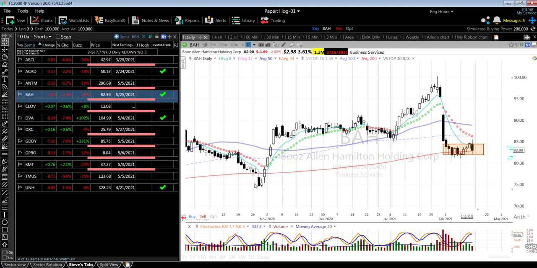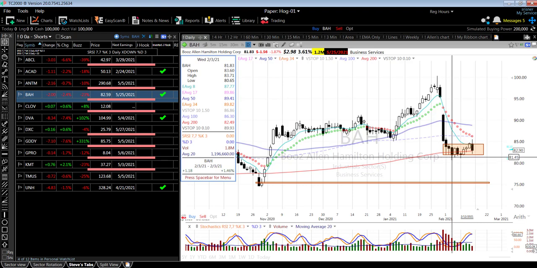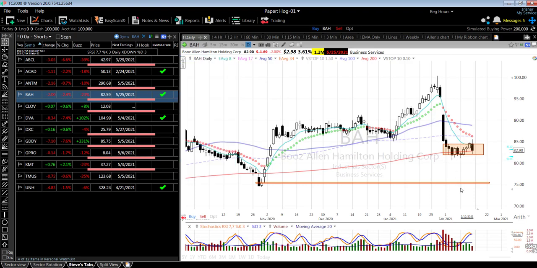Basically a consolidation here, and looking for it to run to the $75 level. So anything below about 81 and a half or so, down to maybe 75.